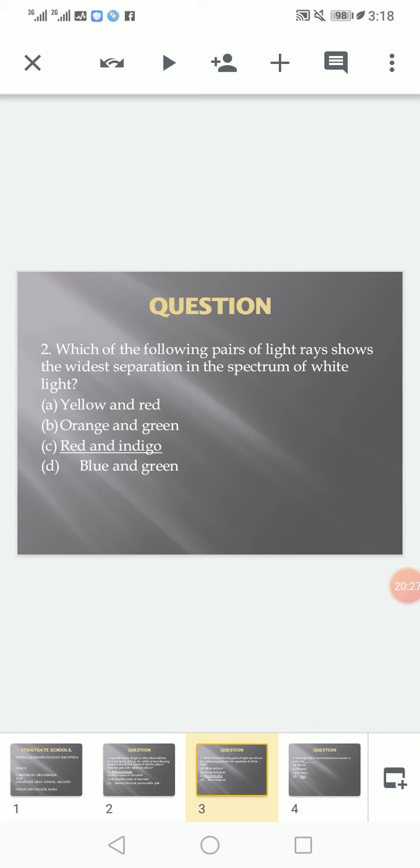For example, question 2 says, which of the following pair of light rays show the widest separation in the spectrum of white light? And I say the answer is red and indigo. In my class, I will rephrase the question like, why do red and indigo have the widest separation in the spectrum of white light? This is another question. So for every question I've underlined, I would like you to study why the underlined or bold letter is the answer.